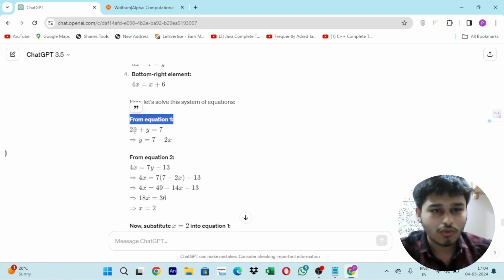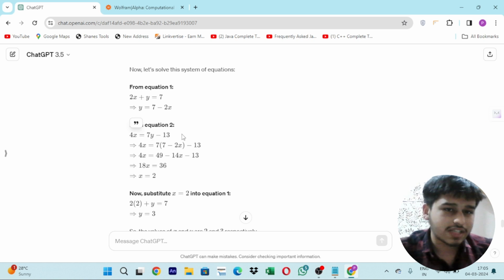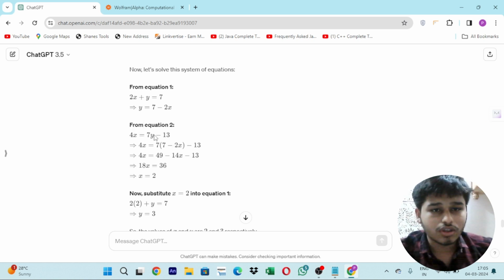So now let's solve this system of equations. From equation 1, what has it done? It has just put y forward and sent the 2x over here, right? 7 minus 2x. And in the second equation, 4x is equal to 7y minus 13. It has put the value of y as 7 minus 2x over here, solved the equation, and got the value of x equal to 2.